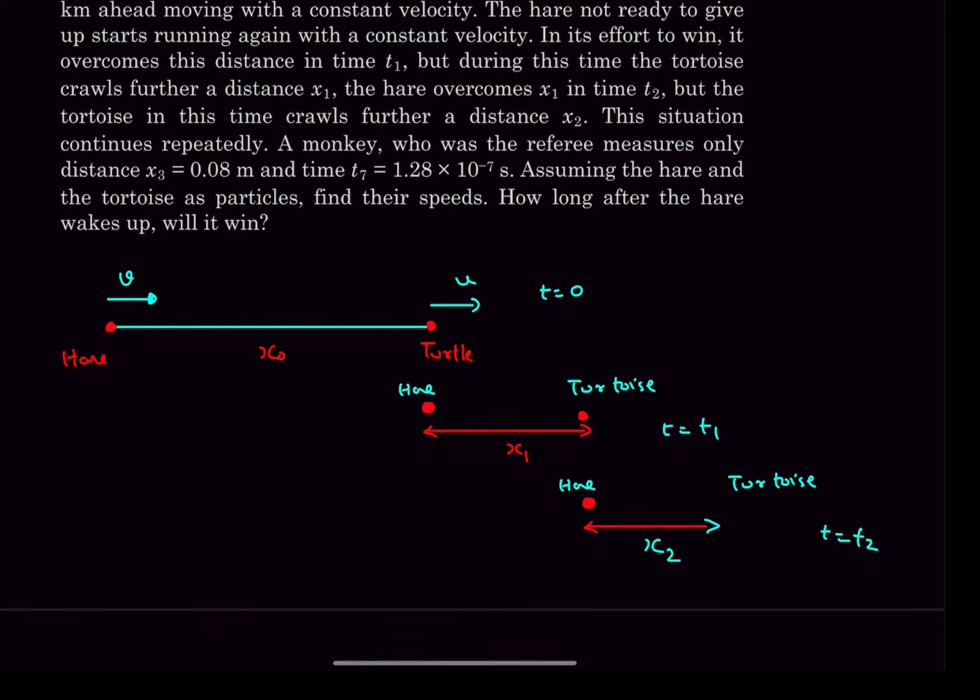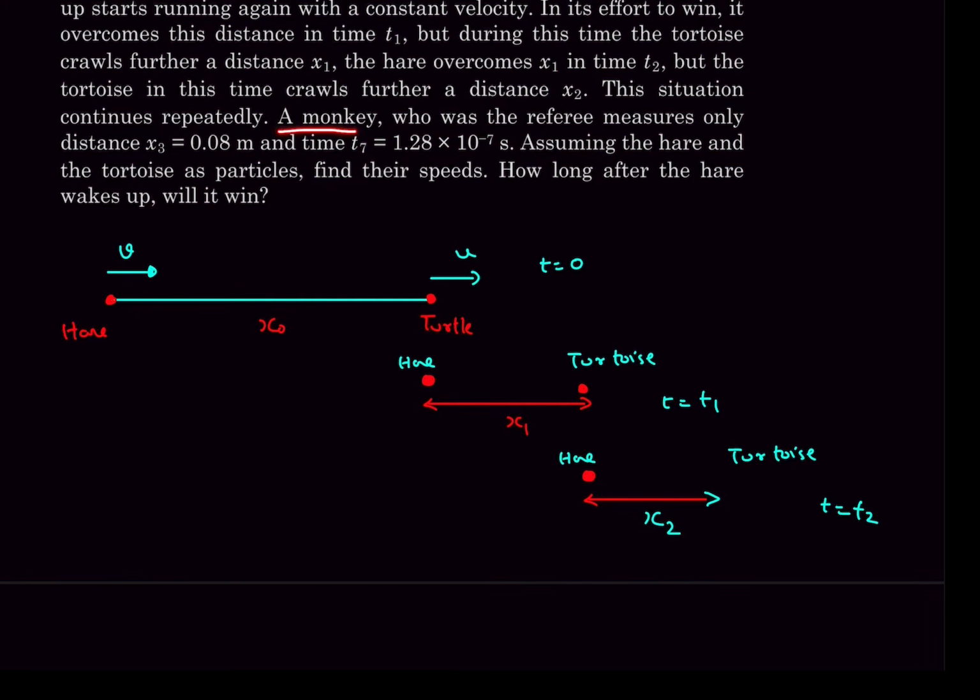So as you can see, the separation between them keeps on reducing. And finally, after some time, the hare will be very close to the turtle. Okay, so now the question is, how long after the hare wakes up will it win? Now it's given that a monkey who is a referee measures only the distance x3 and t7. So assuming the hare and the tortoise as particles, we have to find their speeds and how long after the hare wakes up it will win.